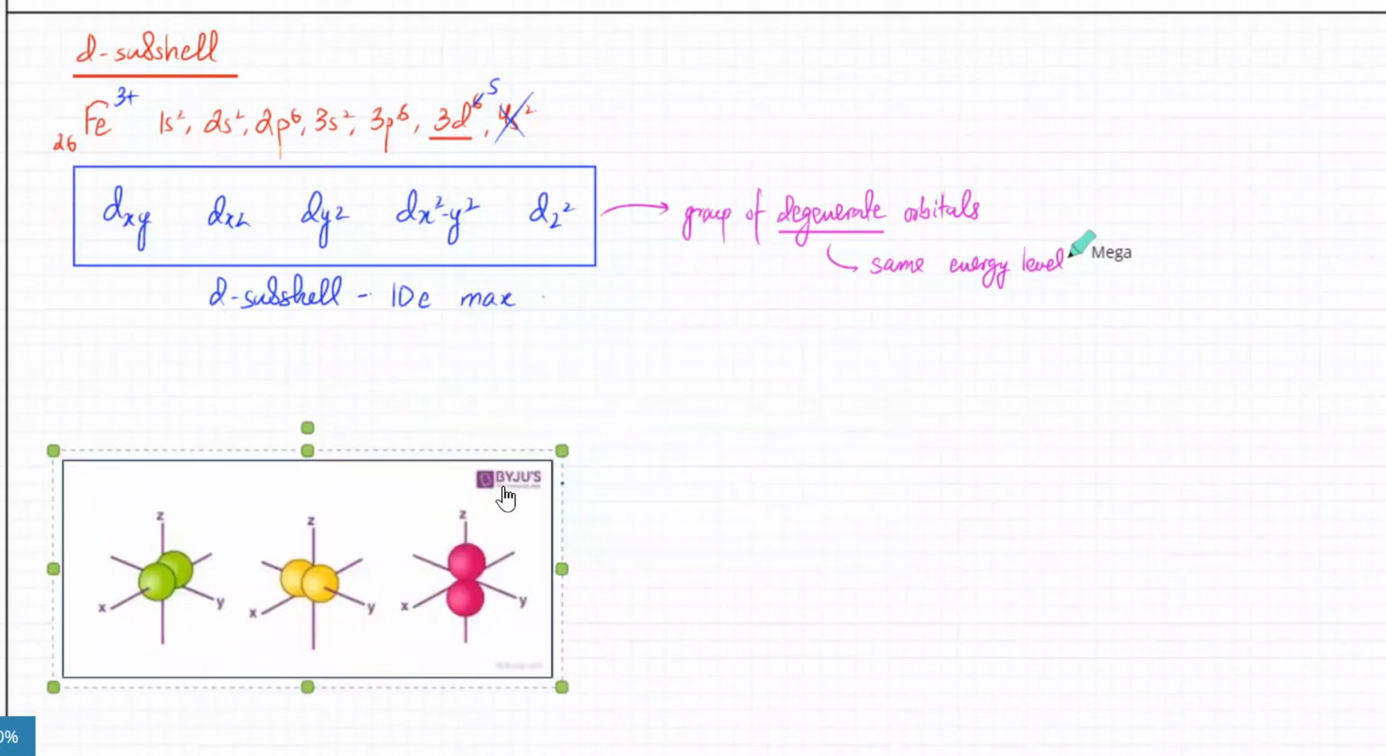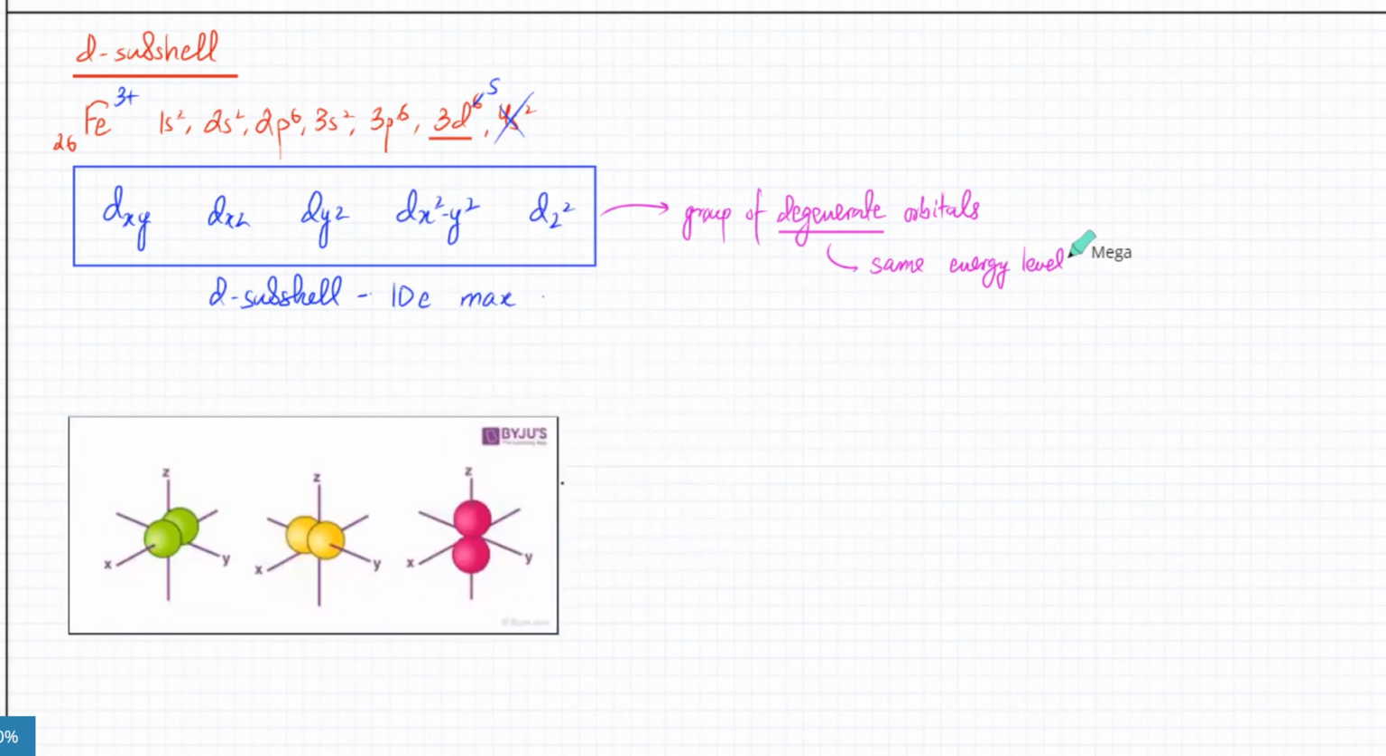Now the only difference between them is that the orientation is different. The electron in the first one, this is px. We're already familiar with the p orbital, p subshell. So this one is the px orbital. This one is the py, and this one is the pz. So the electron over here is lying on the x-axis. Over here, the electron is lying on the y-axis. Over here, the electron is lying on the z-axis. Its negative charge is lying on the z-axis. So all three are identical, exactly the same energy level, except that the orientation is different.